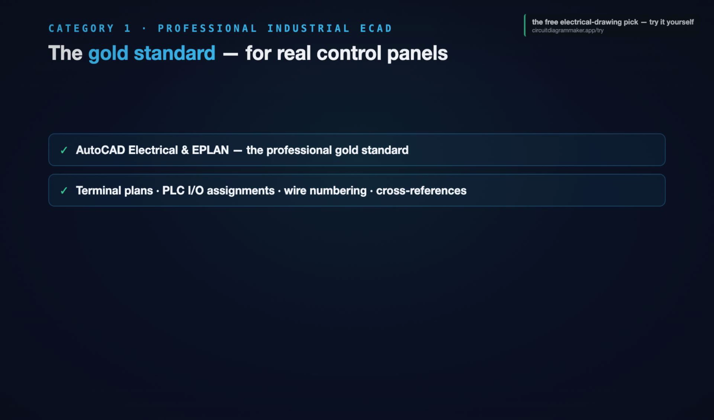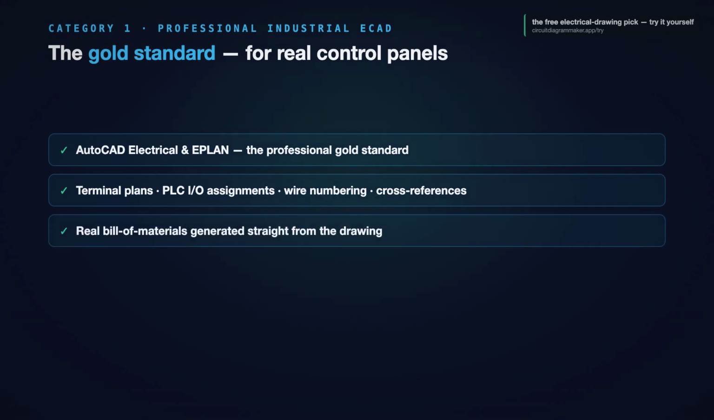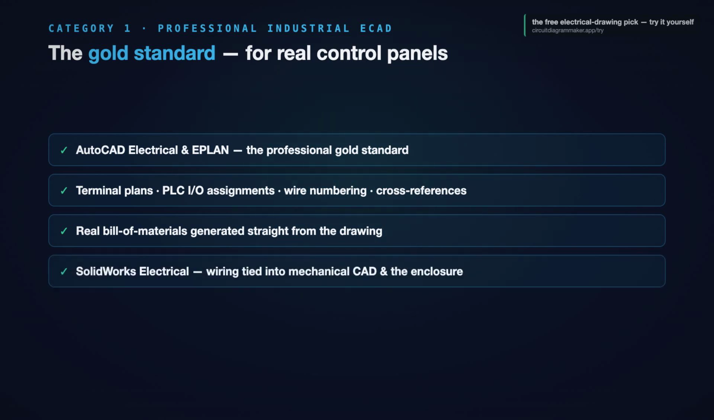EPLAN and AutoCAD Electrical are what serious electrical engineering firms and machine builders actually run. They understand components as data, not just pictures. They auto-number wires. They check for design rule violations. They push a real BOM straight to procurement. SolidWorks Electrical sits right beside them, tied into mechanical CAD, so your wiring and your enclosure live in one model. This category is genuinely excellent, and nothing free touches it for that job.